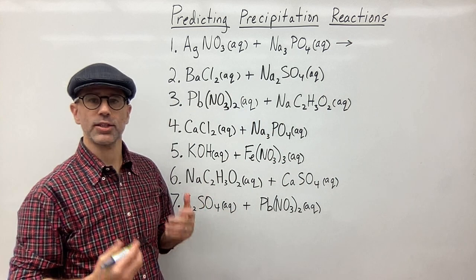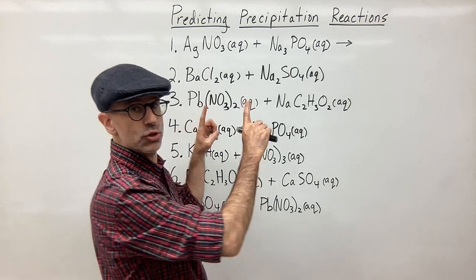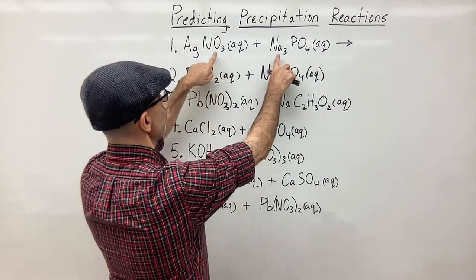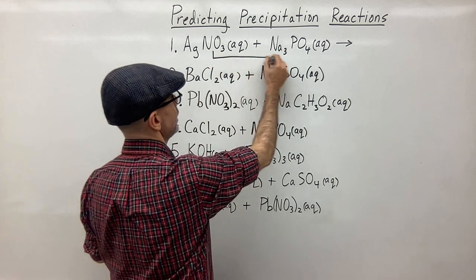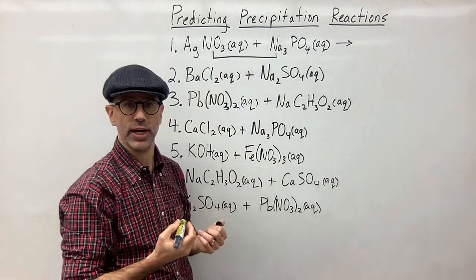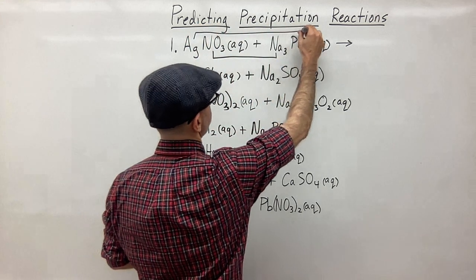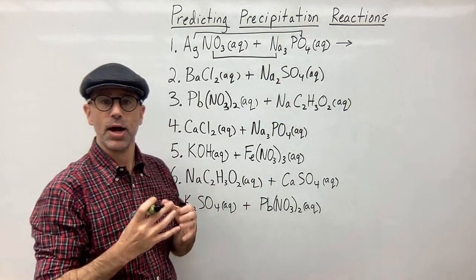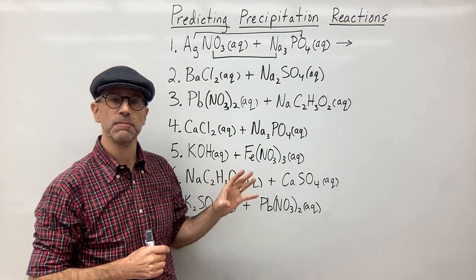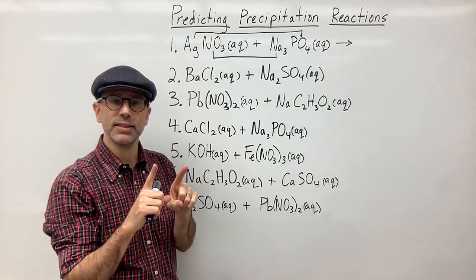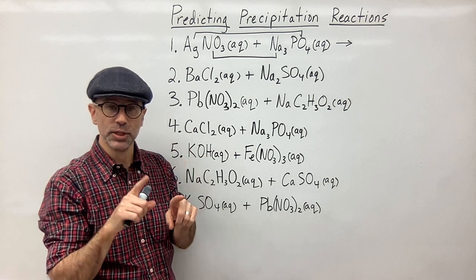So what are the possible products? What do you do to figure out the possible products? Well, you swap the ions. So the two inside ions go together. So the nitrate and the sodium will go together. And then you put the silver and the phosphate together as a product. So the important thing here is when you create your products, all you're doing is putting the ions together, but you also need to balance the charge to get the right formula.